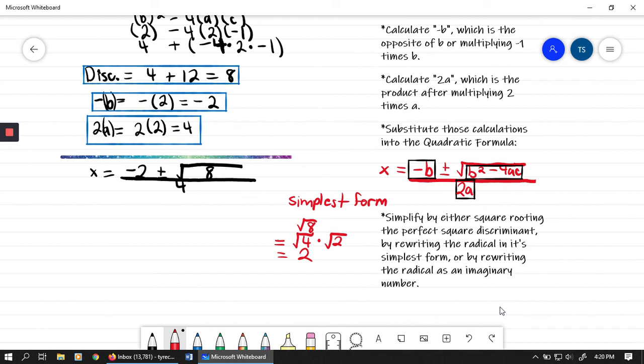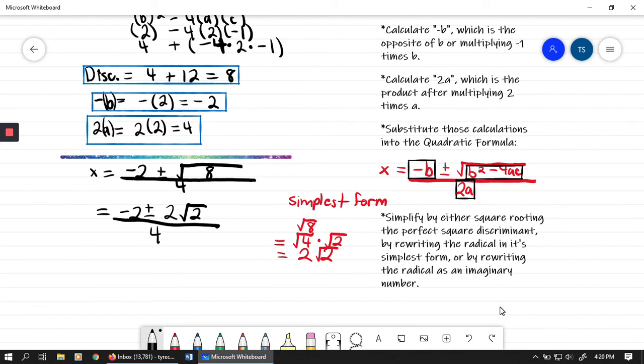And we're just going to bring down the square root of 2 here, because that cannot be simplified. So the square root of 8 written in its simplest radical form is 2 times the square root of 2. And so that's how we're going to write it here. We're going to write this all out: plus or minus 2 times the square root of 2, all over, and in this case we have 4.